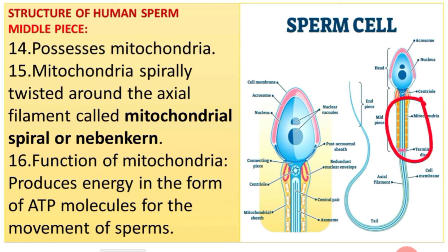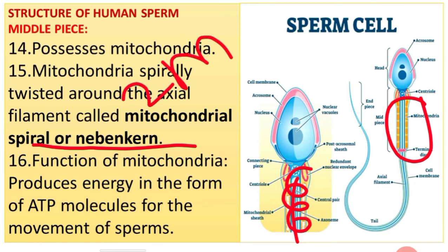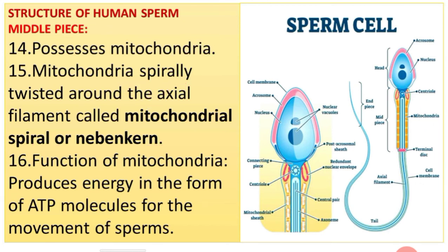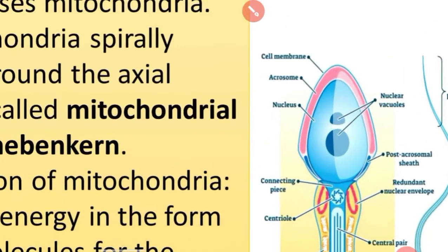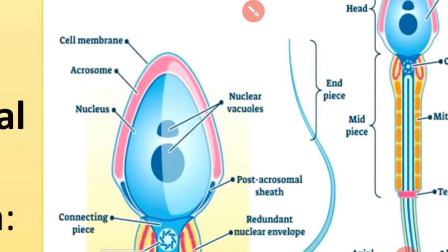The middle piece possesses mitochondria. The mitochondria is spirally twisted around the axial filament. This is the axial filament, and around the axial filament the mitochondria are spirally coiled. That is called the mitochondrial spiral or Nebenkern. Important 2 mark. This part is called the middle piece. See the picture, middle piece.